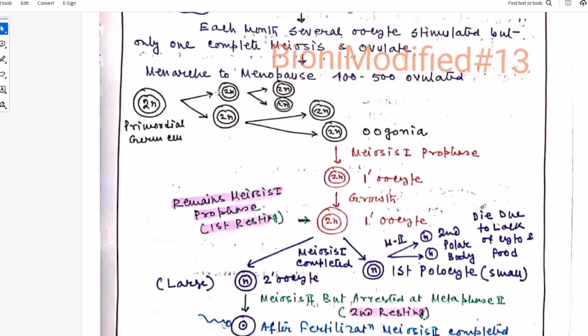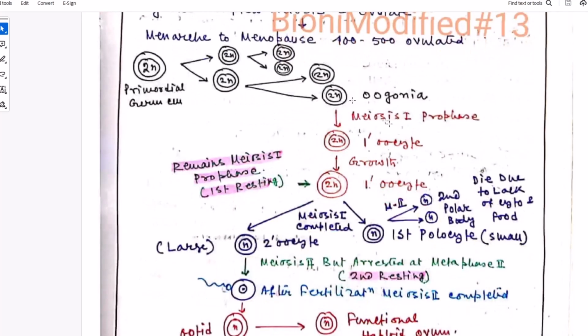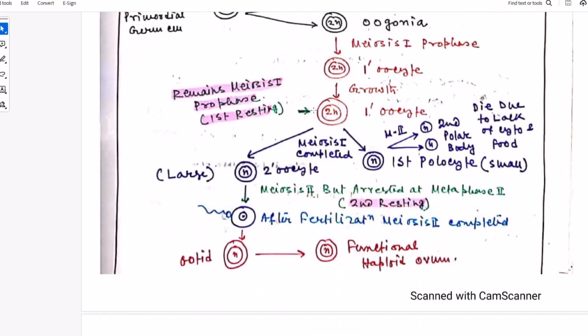The primordial germ cells undergo repeated mitotic division. Ultimately this forms the oogonia, and the oogonia undergo meiosis 1, but they do not complete it because they remain arrested at the prophase of meiosis 1. So this is called the first arrest phase, or the first resting phase. The oogonia develop into the primary oocyte, and this primary oocyte grows again, forming a well developed primary oocyte. During the adolescent period, meiosis 1 will be completed.